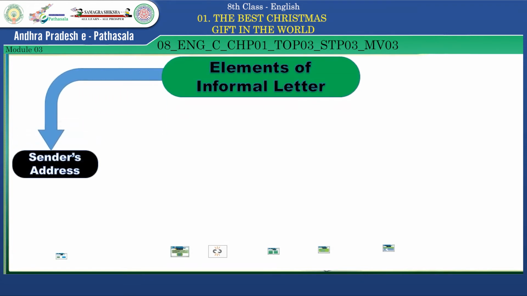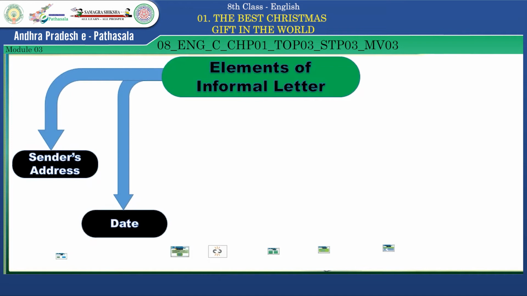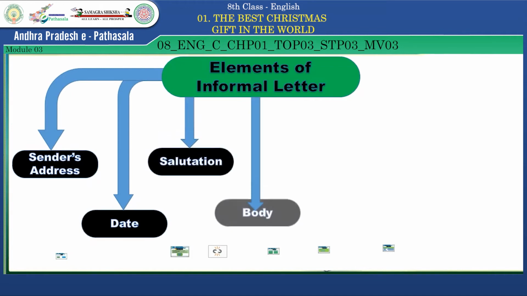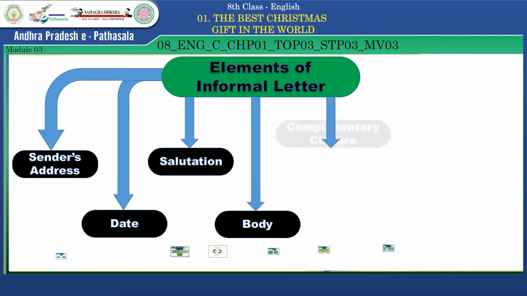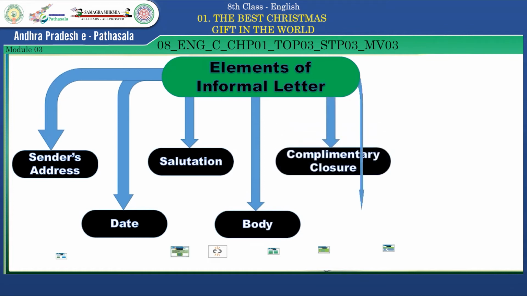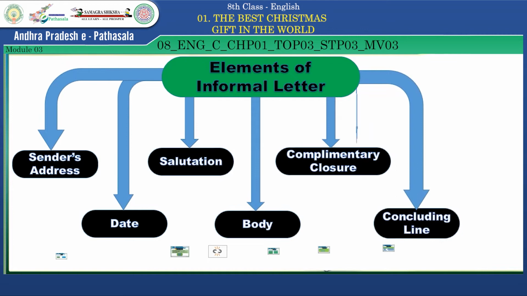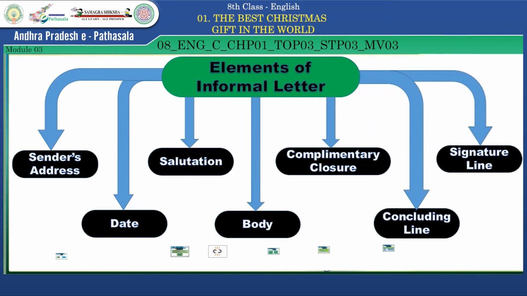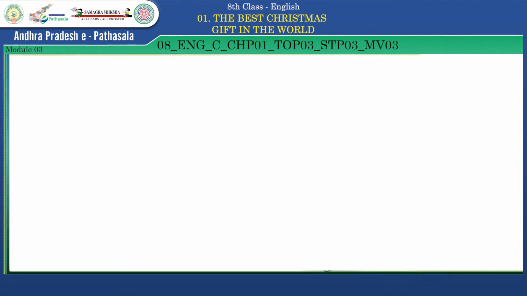The first one is sender's address, second one date, third one salutation, fourth one the body of the letter, fifth one complimentary closure, sixth one concluding line, and the last one, signature line. These are the important elements of an informal letter. Let us discuss one by one in detail.